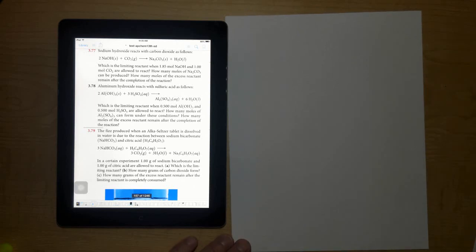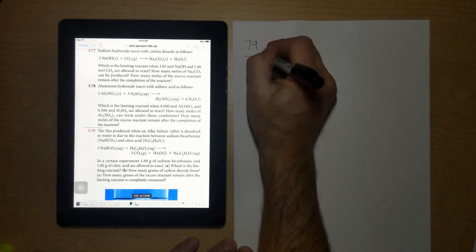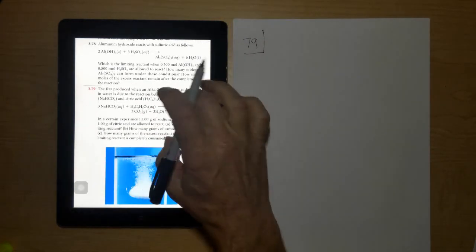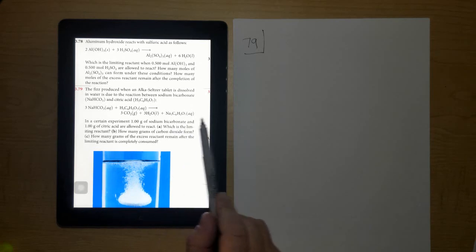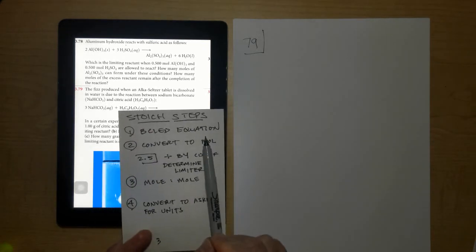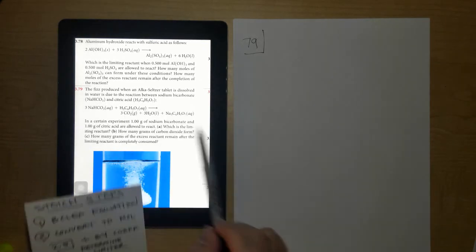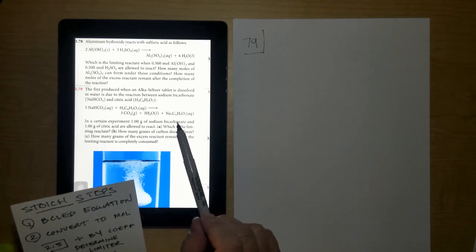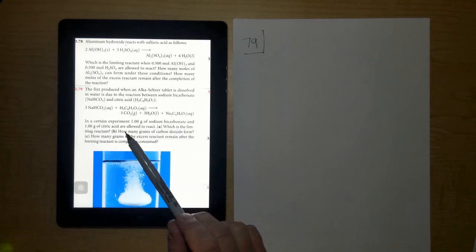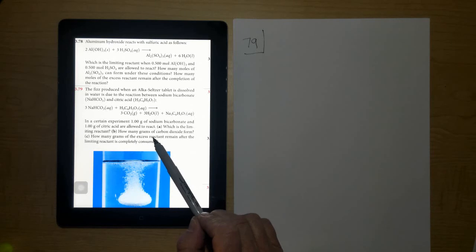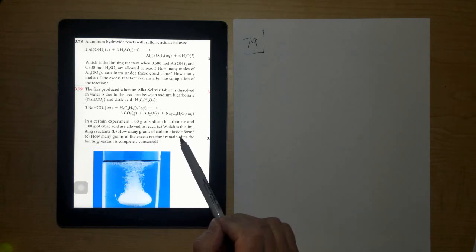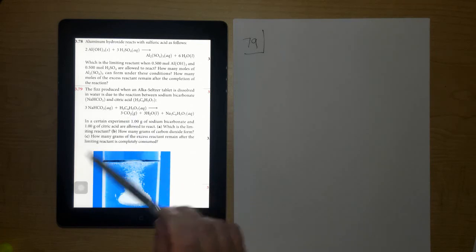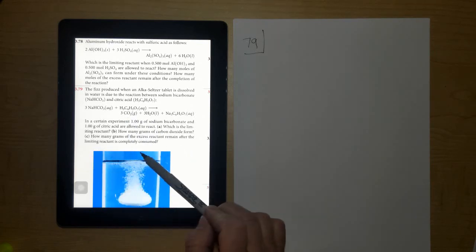All right, and then I'm going to go on to 79, and I'm going to set that one up for you. Help you with that one. And this one is an Alka-Seltzer fizz tablet dissolved in water. And then it gives us a balanced chemical equation. So step number 1's done for us. Balanced chemical equation, all done. Step number 2, 1 gram of sodium bicarbonate, 1 gram of citric acid are allowed to react. Then it says, which is the limiter? How many grams of carbon dioxide form? Ooh, same kind of question. And then how many grams of the excess remain?